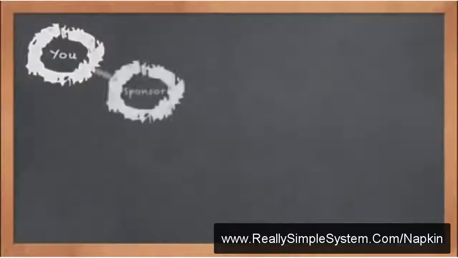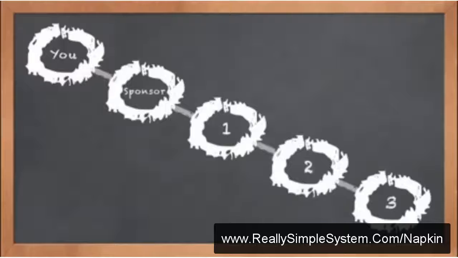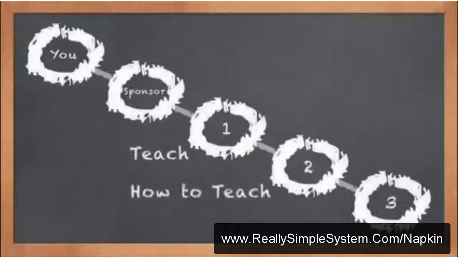To be duplicated, first of all, you have to sponsor someone, and then you need to help that person get 3 levels deep. Because they have to teach their person how to teach their person to sponsor, and then you're 3 levels deep. When the person that you personally sponsor is 3 levels deep, now you are duplicated.